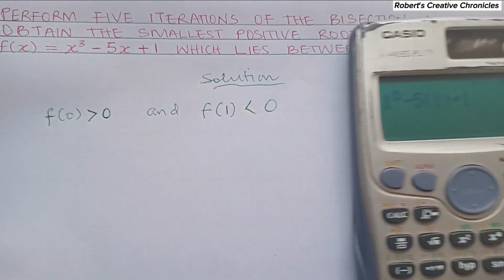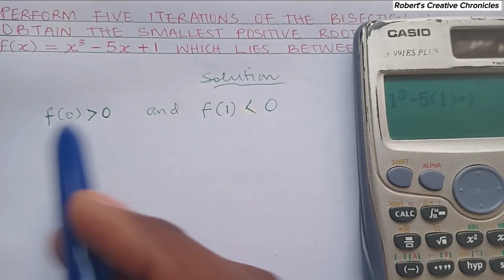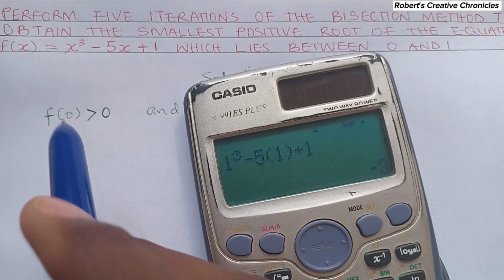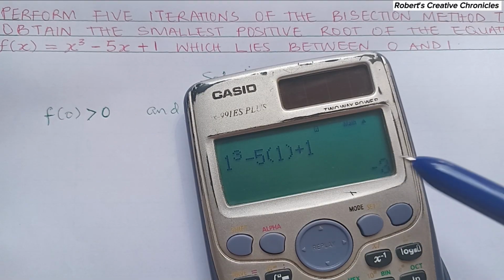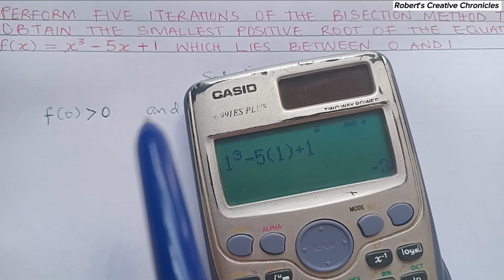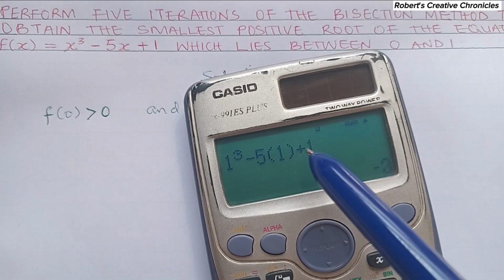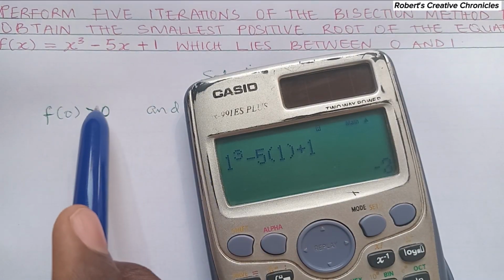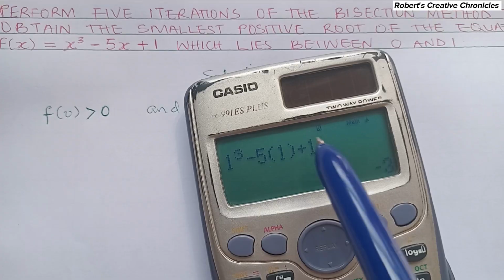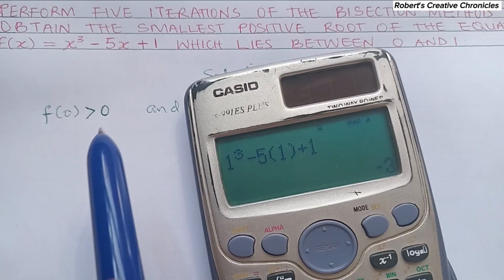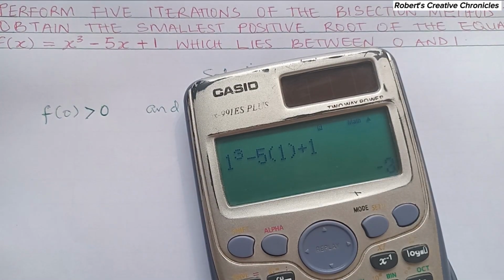So you can see that the root actually lies between 0 and 1. Maybe it's 0.5 or 0 point something. Because one number is negative and the other is positive, the actual root of this equation, when you substitute it in this equation, should give you 0. The first one gave us 1, and this one is negative 3. That means the root of this equation is between 0 and 1.